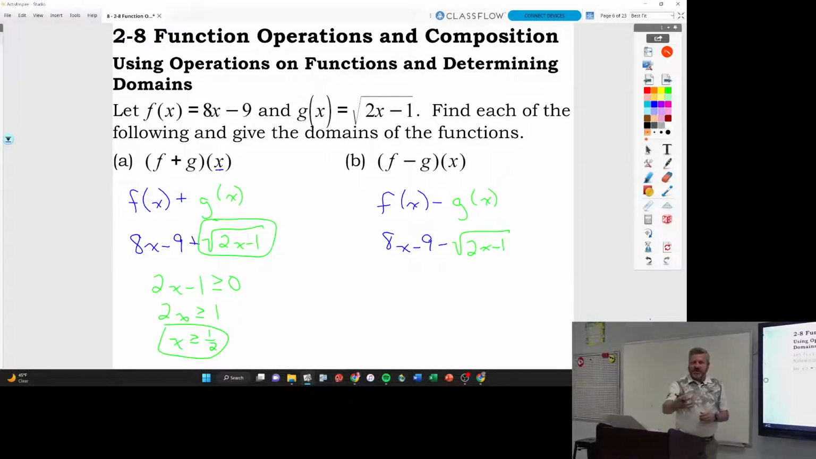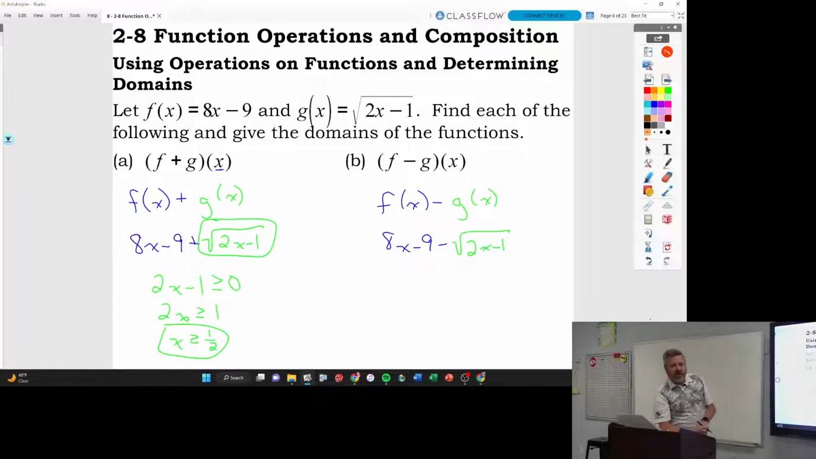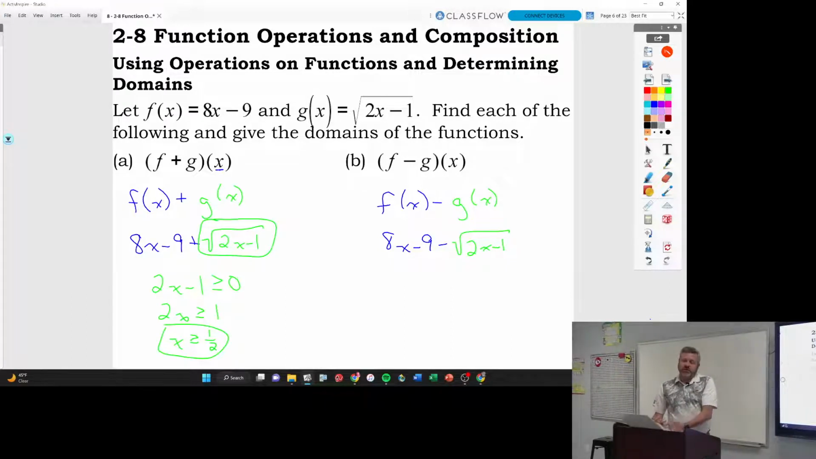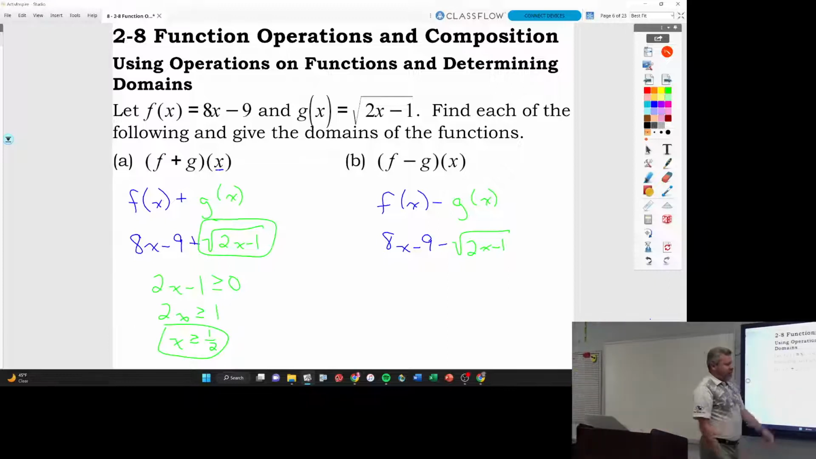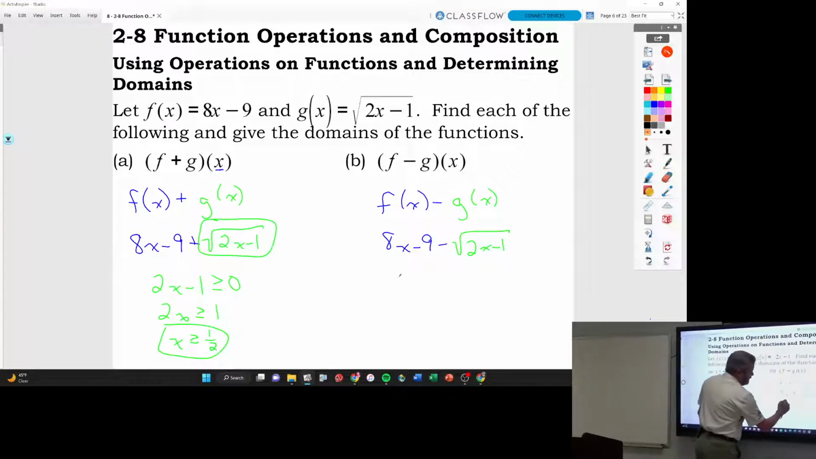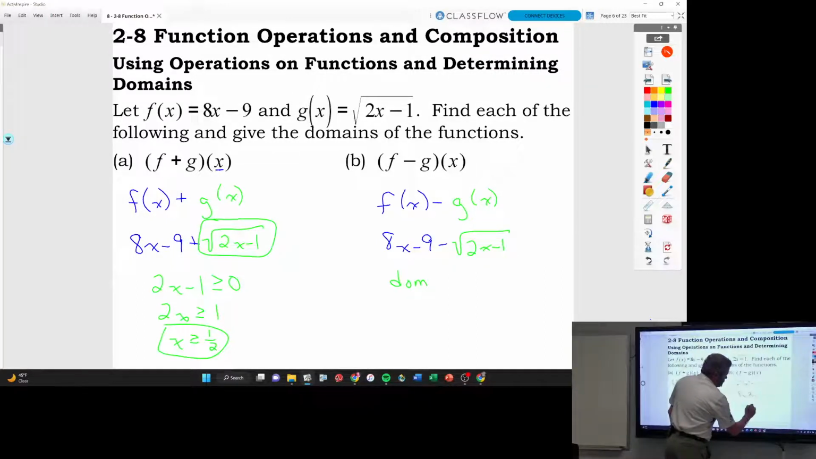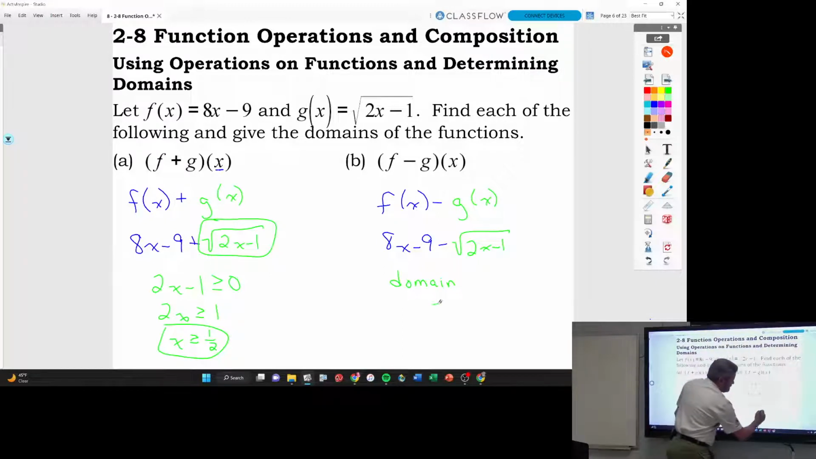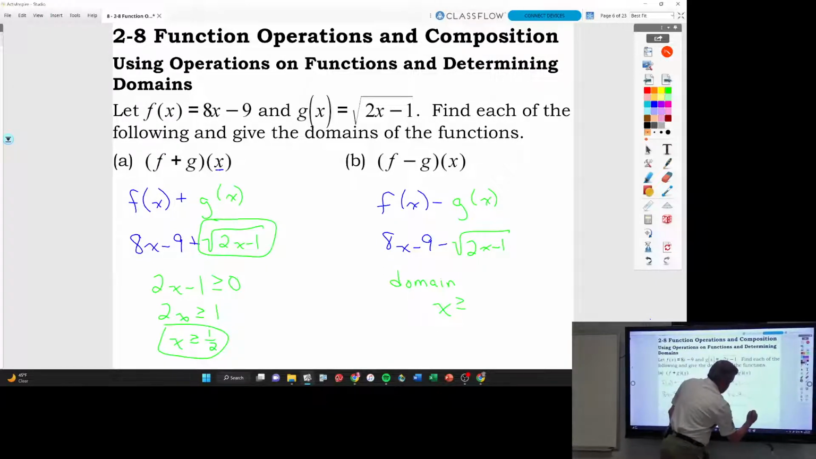And we can go through the same situation as far as talking about the domain. Remember, we start the domain, we assume all real numbers, and then we look for any problems. Well, the only problem here is you can't take the square root of a negative number. So for this problem, the domain is also the same thing as we had on the previous problem. I don't need to work that out again. So the domain is x has to be greater than or equal to 1/2, which is what we got last time.